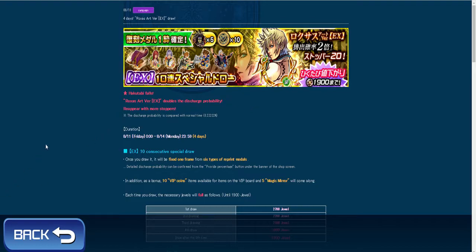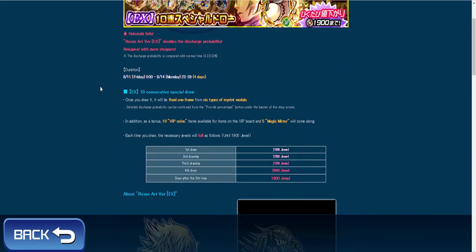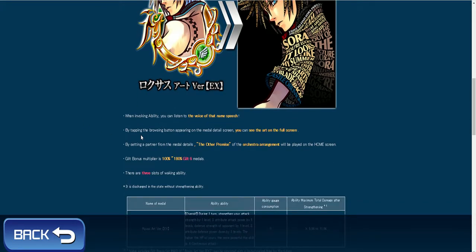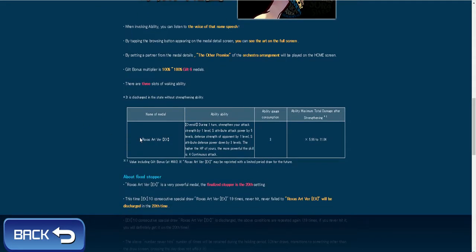And for 4 days, Roxas EX is back. So it is a falling price deal. The more you draw up to the 5th pool, it's gonna be cheaper and cheaper. This is Roxas EX. What he does, if you still don't know, is that he increases your gen attack by 1 tier for 1 turn, your speed attack by 5 tiers for 1 turn, and your opponent's speed defense by 3 tiers for 1 turn.